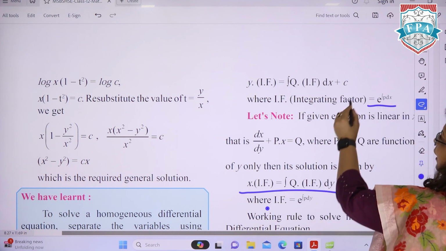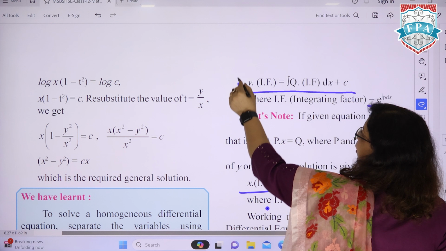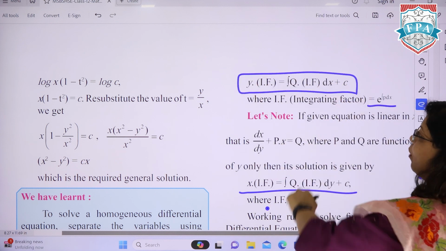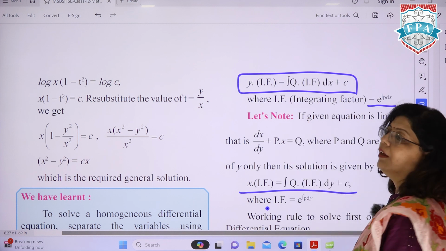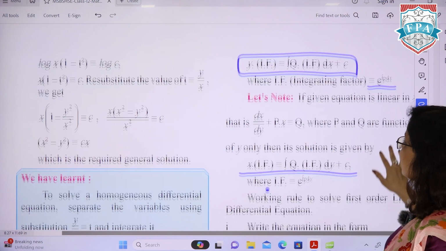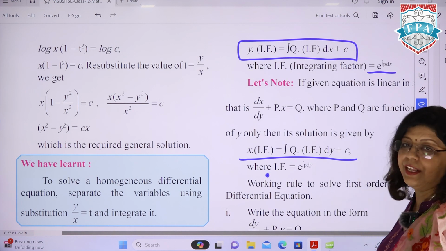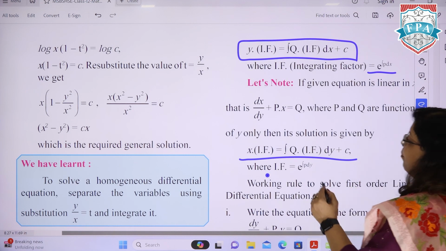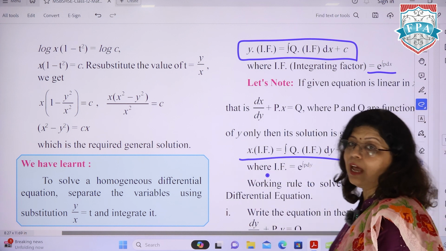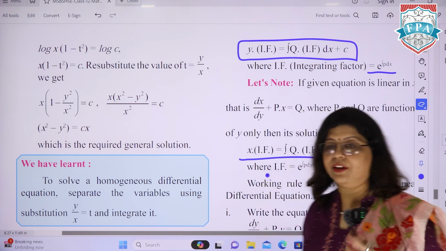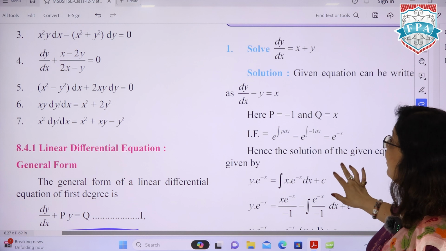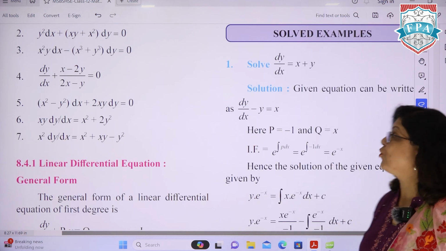Two formats, again, one more time I am telling you. When your format is dy by dx, then you will get y into integrating factor is equal to integral q into integrating factor dx plus c, and the same thing if your format is dx by dy: everything else is the same, only x is used and here dy, and we'll be able to get the answer. Definitely the integrating factor will change for both. So let's take one example and then I can show it with the proper question.